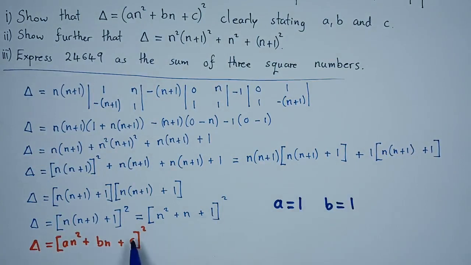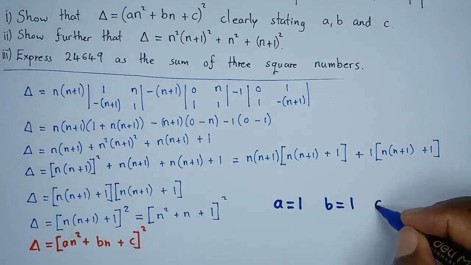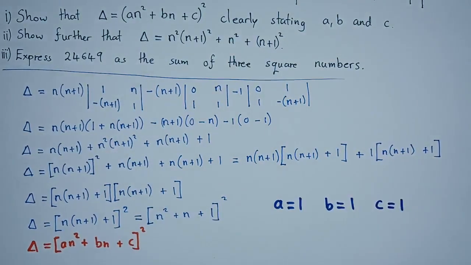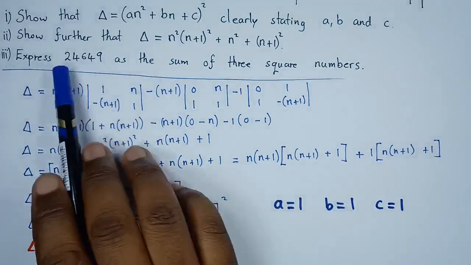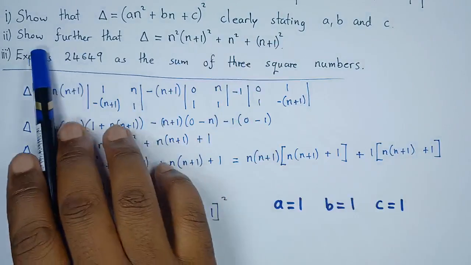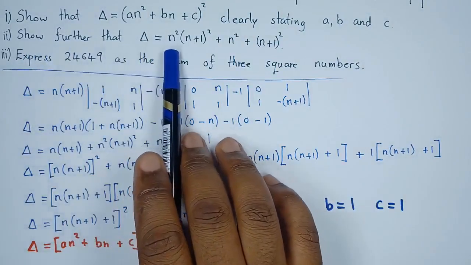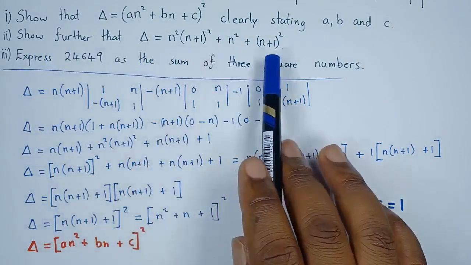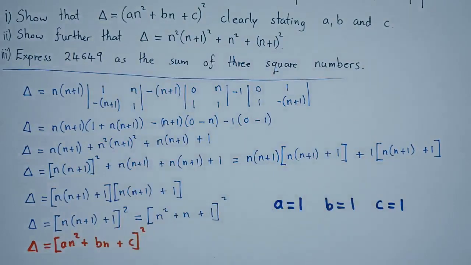Then the constant 1 is the same constant as c. So c is 1. So there we have it. Now, let's answer this question, which says, show further that the determinant can be written as this form. It's the same determinant that we're talking about. Now, how can we write it in this new form?